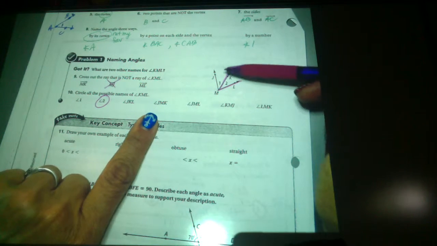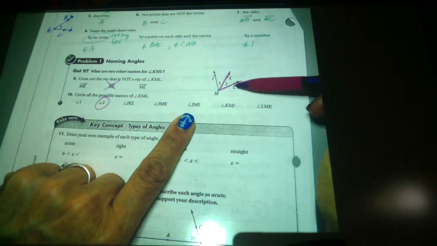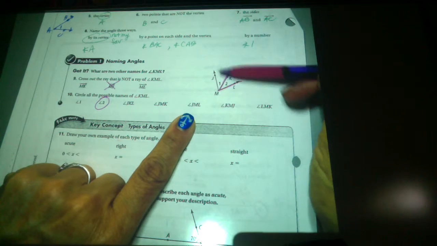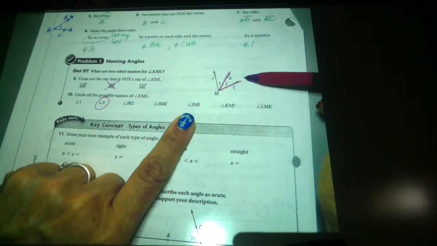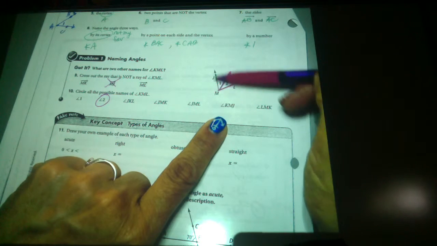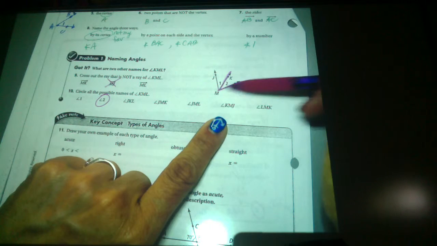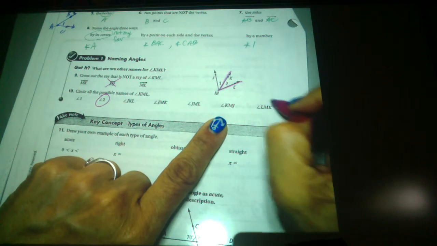J and K, follow with your fingers. J to M to K. That's not angle 2, is it? So that can't be it. Follow this one, J to M to L. Well, that includes angle 2, but it includes too much. It includes both angle 1 and 2, so that can't be it. K and J, is that correct? Nope. And L and K. L and K, is that correct? Yes. So there's only 2. Does that make sense?